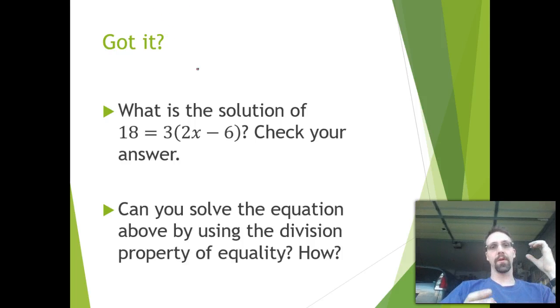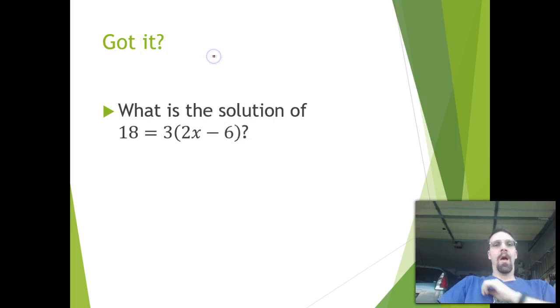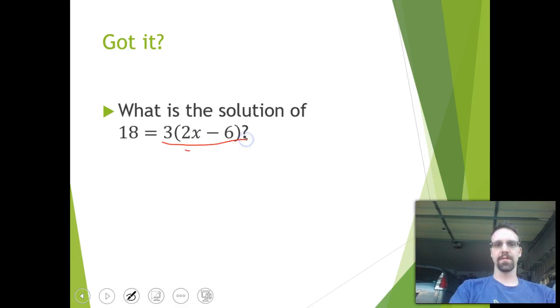All right. So hopefully you've had an opportunity to talk with your table mates. Hopefully you've come up with the correct answer. And then the question at the bottom: can you solve the equation above by using division property of equality? And the answer to that is yes. How? So right now, I'm multiplying the right side by 3. So the division property of equality means I would divide both sides by 3. And this sometimes is an easier way than the distributive property, this problem especially.